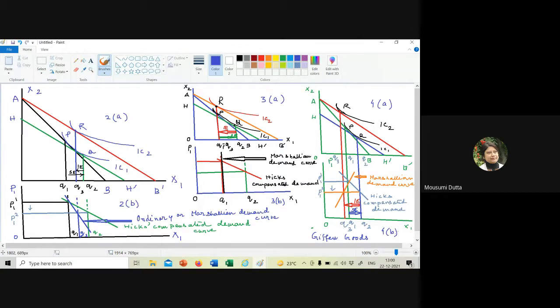This is the case for a special type of inferior goods called Giffen goods.